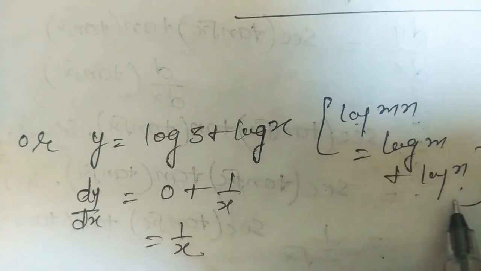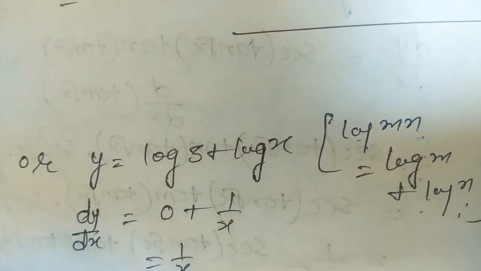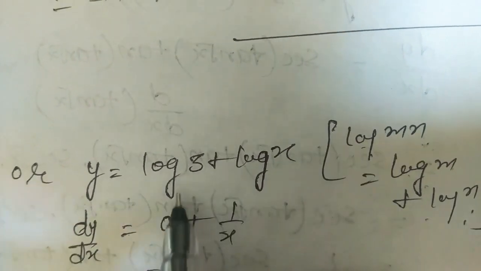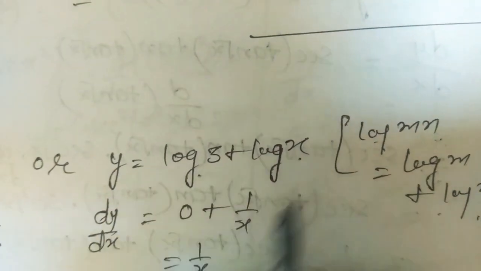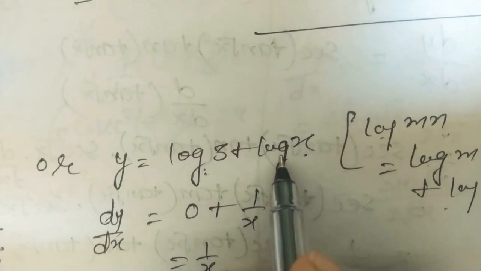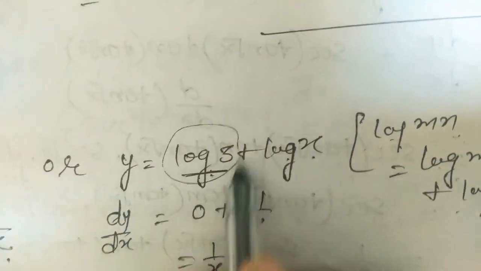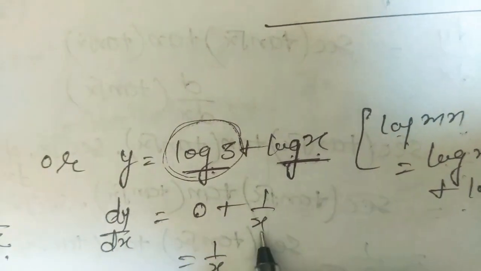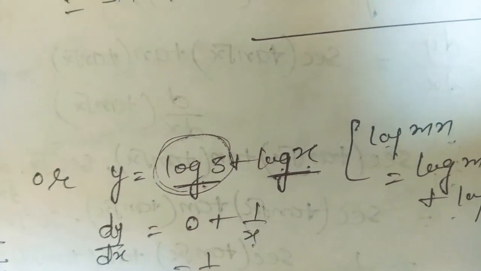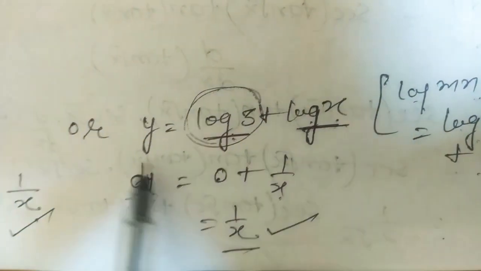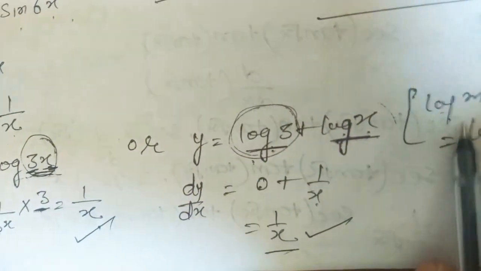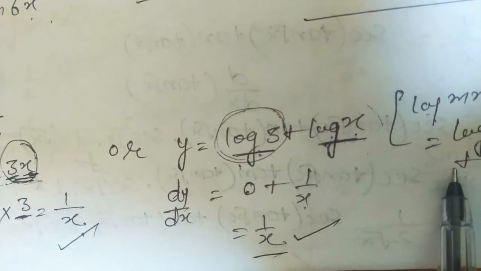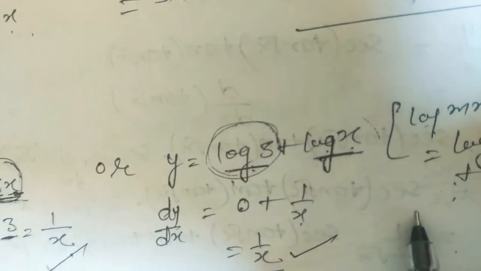Log m plus log n. So we can write, suppose this is m, this is n. Log m plus log n. It means log 3 plus log x. Log 3 derivative, this is a constant value. Constant derivative is 0. Here log x, what is the derivative of log x? 1 upon x. So the answer is 1 upon x. This is the same. We will learn these laws in 5.3 exercise. In 5.4 exercise, we will learn these formulae.